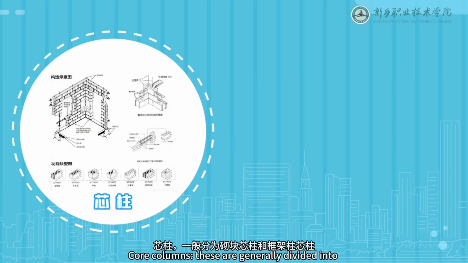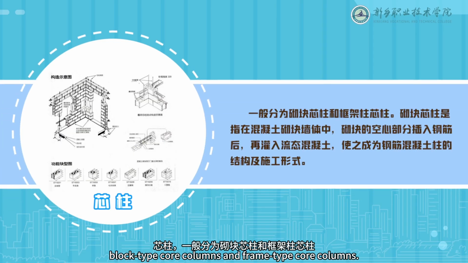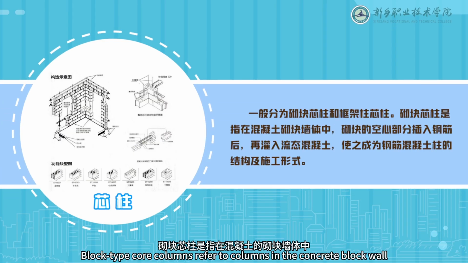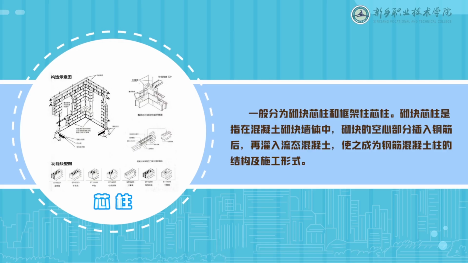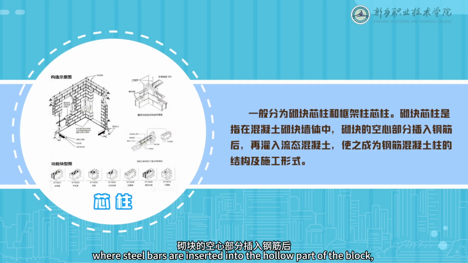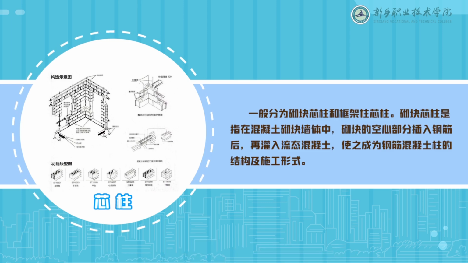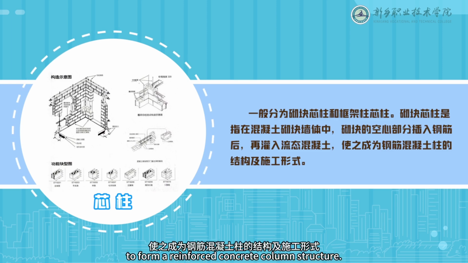Core columns. These are generally divided into block-type core columns and frame-type core columns. Block-type core columns refer to columns in the concrete block wall, where steel bars are inserted into the hollow part of the block, and flowing concrete is then poured in to form a reinforced concrete column structure.